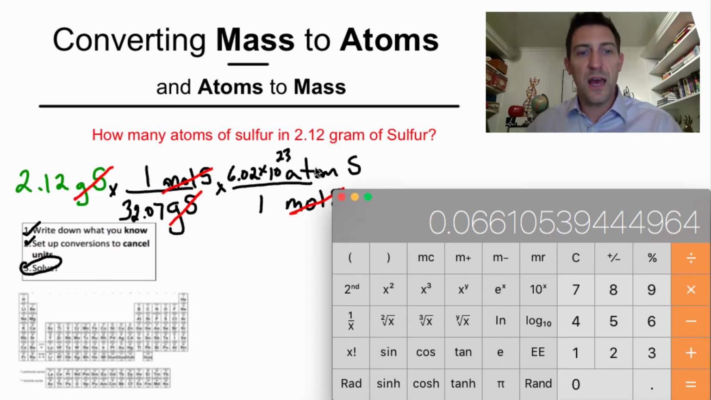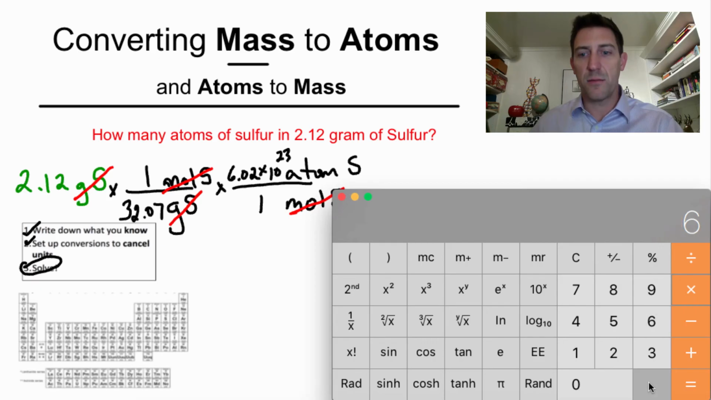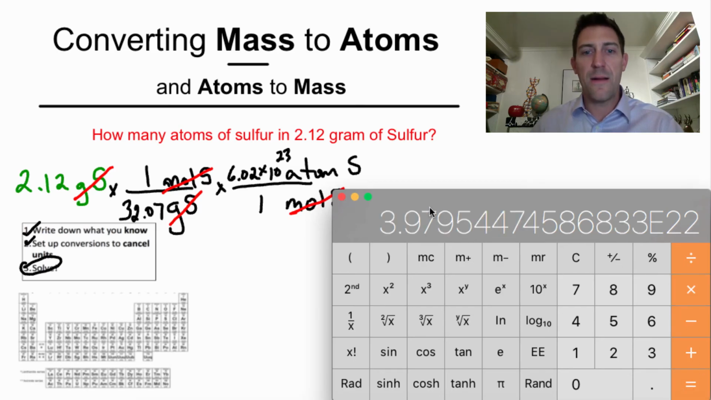The next thing is I have to times that whole thing by Avogadro's number, 6.02 times 10 to the 23rd. I hit the times button. 6.02 EE means times 10 to the, then I just hit the 23. You can see this E means times 10 to the, and I hit enter. My answer now is going to be 3.98 times 10 to the 22.